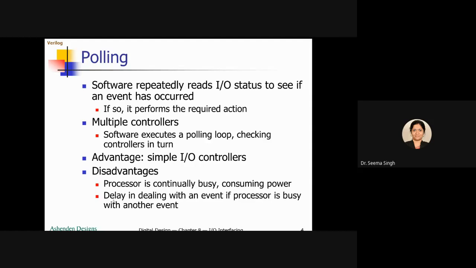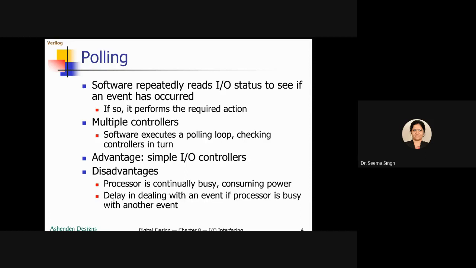Now what you saw in the keypad controller, there was only one keypad controller and we were checking the rows of that keypad. But if you have multiple controllers, one for keypad, one for something else, in that case also the software executes a polling loop, and it will check controllers turn by turn. Every controller will get its turn when the polling software comes and checks whether any event has occurred or not.